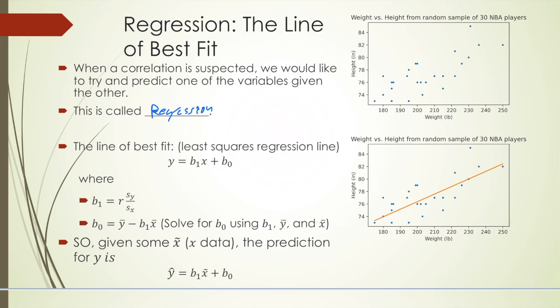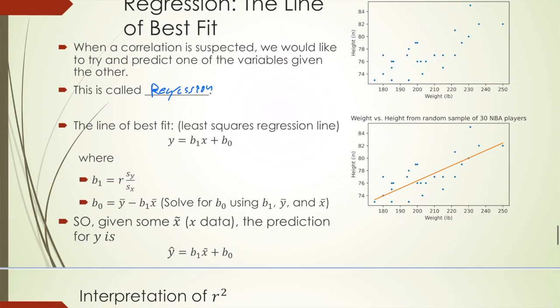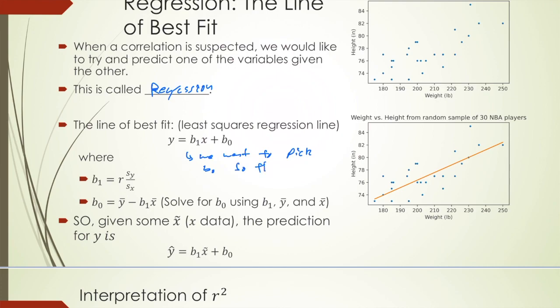Okay, so the line of best fit, in this case the least squares regression line, is this line, y equals b1 x plus b0, where b1 equals r, my correlation coefficient, times the standard deviation of y divided by the standard deviation of x. And b naught is the y-intercept. What we want is to pick b naught so that y hat equals b1 x bar plus b naught. And so we solve, and that's where our b naught comes from.